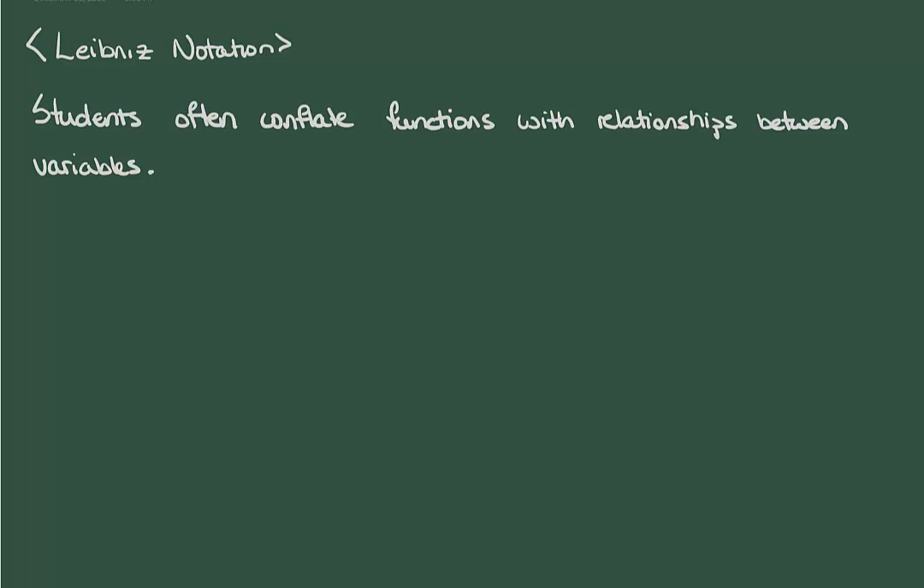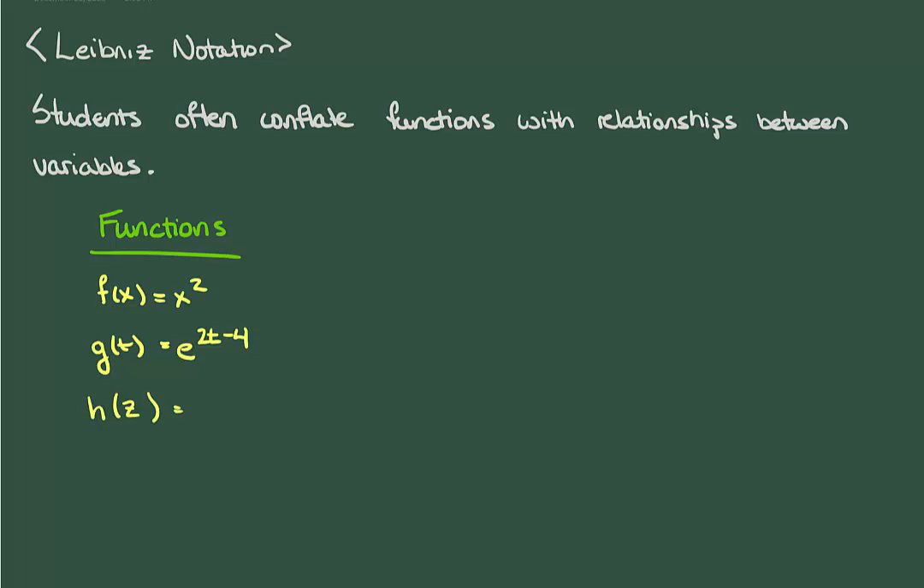before diving into Leibniz notation. To illustrate this point, let's start by writing out some functions. There's nothing special about these. I am totally just making them up as I go. Now, I will elaborate more on these later, but notice that outside of the function name itself, there's only one variable in each function, x, t, and z respectively. All right, there are no y's to be seen.